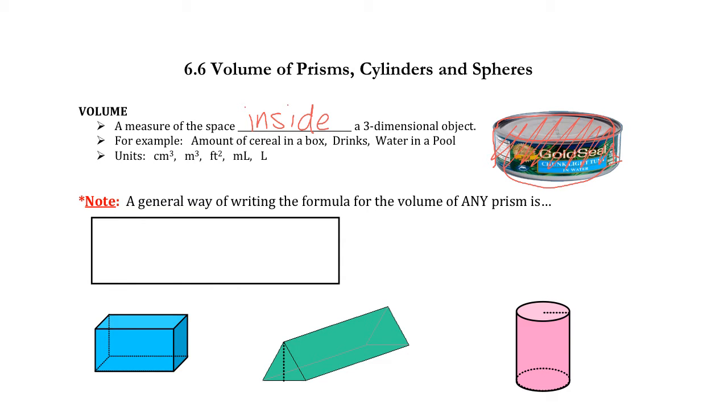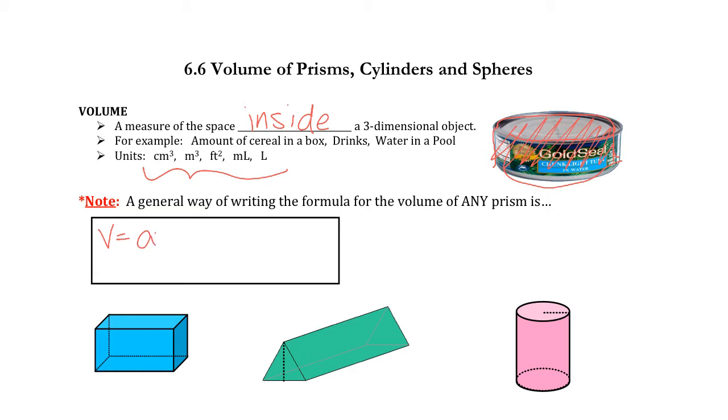So the amount of cereal, the amount of water or liquid in a juice box, the water in a pool. These are typical units when we're measuring volume: centimeters cubed, meters cubed, feet cubed, and milliliters and liters.